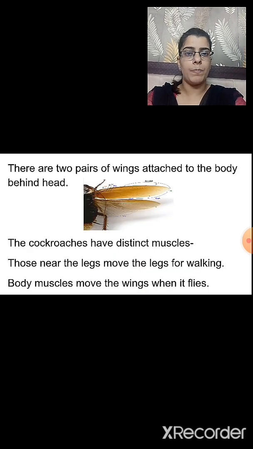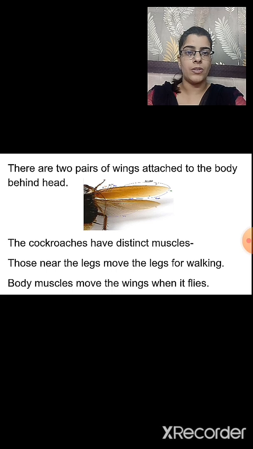They have 2 pairs of wings attached to the body behind the head. You might have seen that cockroaches have wings also. The cockroaches have 2 pairs of wings that are attached to the body behind their head. The cockroaches have distinct muscles.